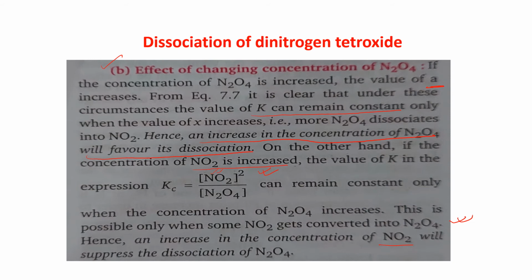If you increase the concentration of NO2, suppose by some way you are adding some NO2 from outside, then what will happen? Then it will go back. It will be a reverse reaction. It will not try to form more NO2. So the dissociation of N2O4 will be suppressed. Clear?